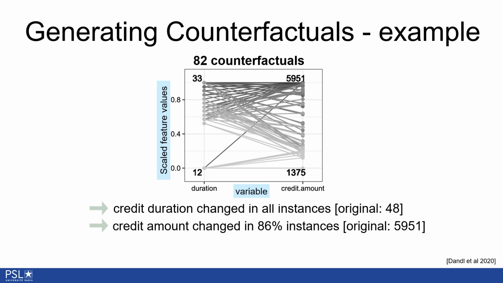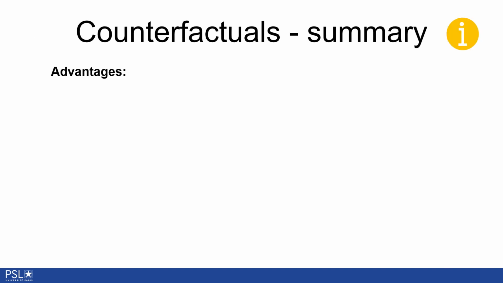The original amount was 5,951. The counterfactuals take a range of values between the original value and 1,375. So the counterfactuals offer a large range of actionable options to the credit applicant, who can in principle choose the combination they prefer. To summarize this part, counterfactuals provide a type of explanation with a very clear interpretation.